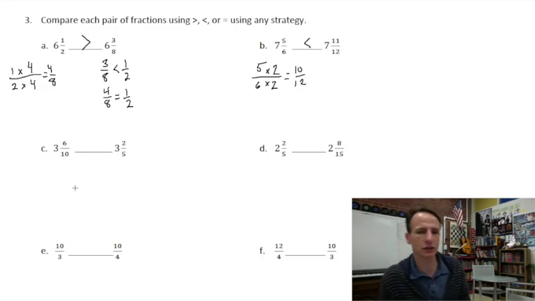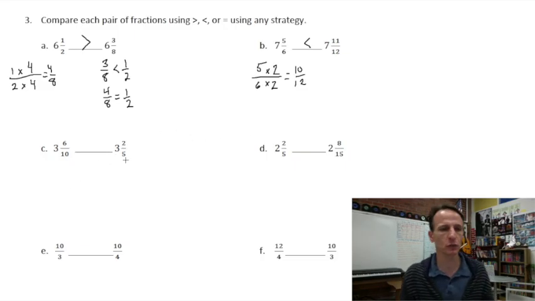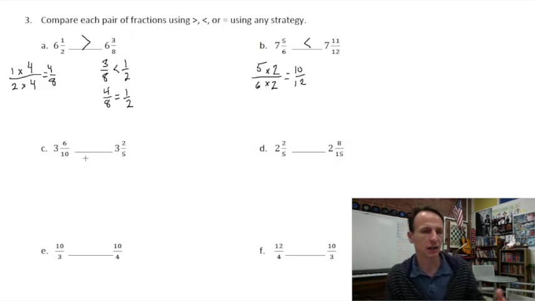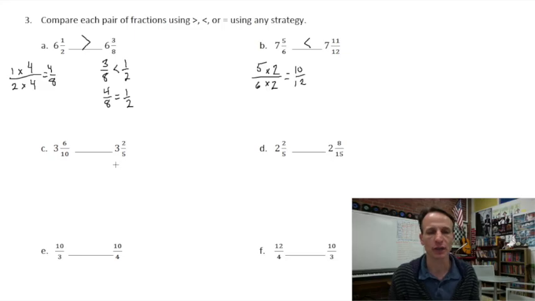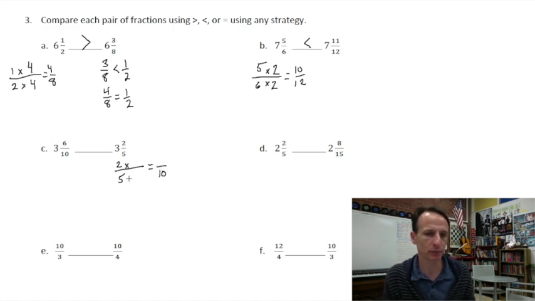All right, so let's go on here. Again here, this one's going to work easy with the conversion. We're looking at 6/10 and 2/5. Now we could compare that to the benchmark of 1/2. We could do it that way. I like the conversions though. So we're going to look at 2/5. We can put that into tenths, right? And that will give us a nice simple comparison.